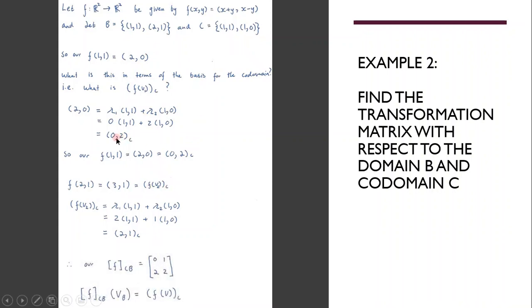So this is our transformation matrix. Now we just list these as the columns. As you can see, the codomain goes first and then the domain B to represent it. So all that's happening is that we have a transformation matrix and we're multiplying it by some vector in B, and it will just give us that vector in terms of the codomain C.